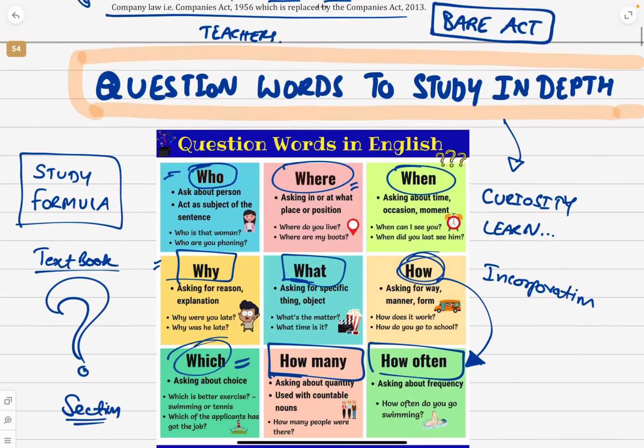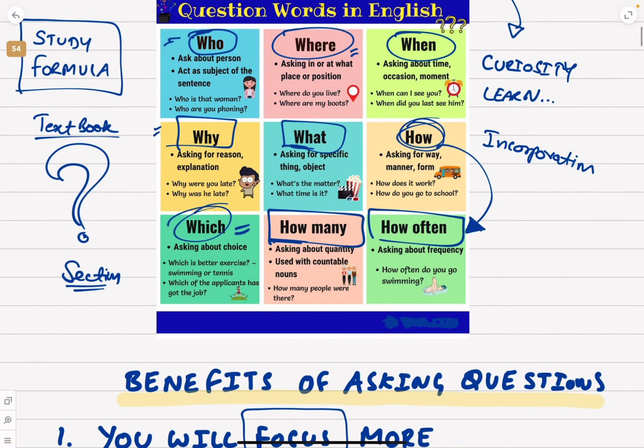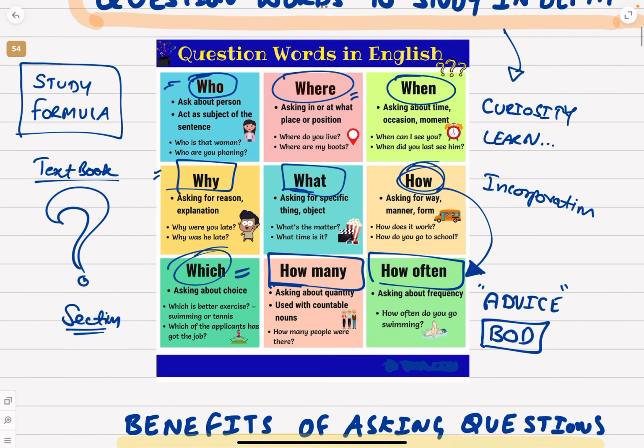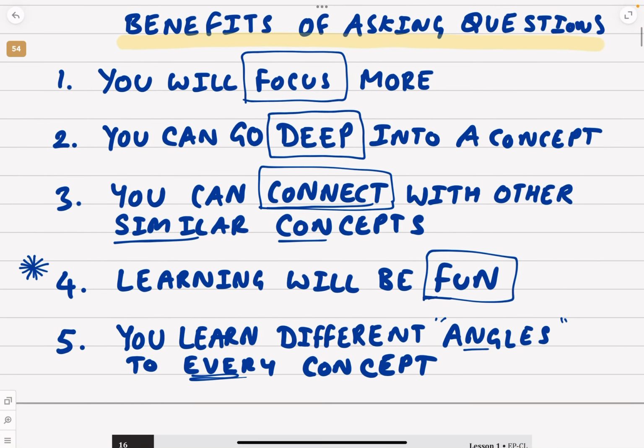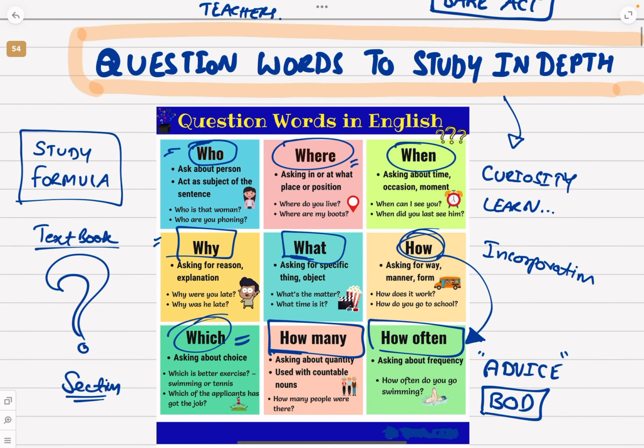As a company secretary, your job is that of an advisor. You are advising the board of directors. A board of directors' position is very, very high. If you want to advise the board of directors, you should know how every concept has different angles to it, and you can analyze everything and give the best advice or the best suggestion. That is why please use the question words to study in depth.